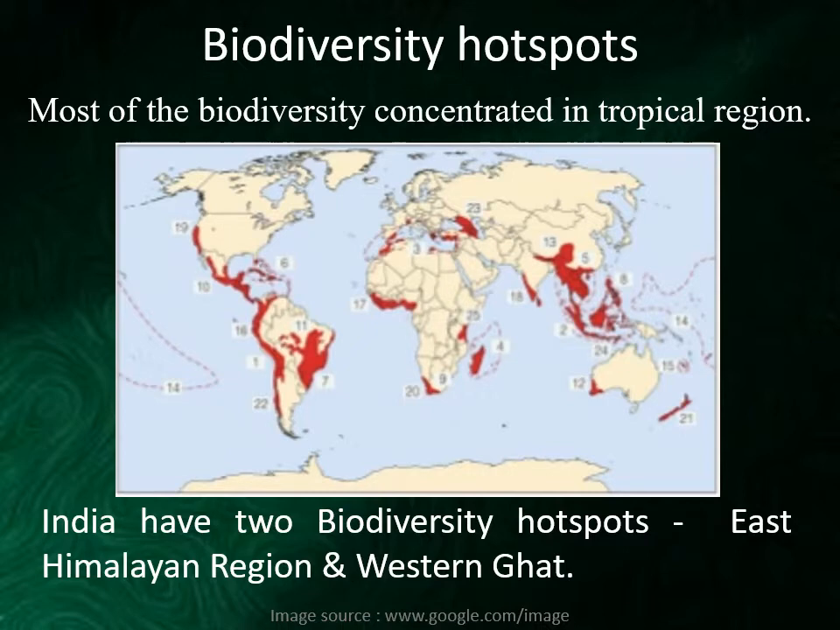Compared to all other parts of India, all other states and regions of India, the portions of the Indian landmass which occur in these two regions, the northeastern Himalaya and the Western Ghats, are where scientists found maximum varieties of life forms. That is why these two places are known as the biodiversity hotspots of India, and they are shown as red colored portions, and you can see different red colored portions in different areas of the world.